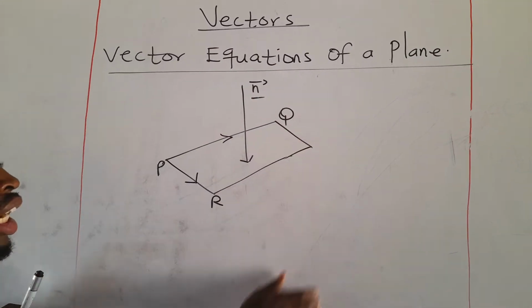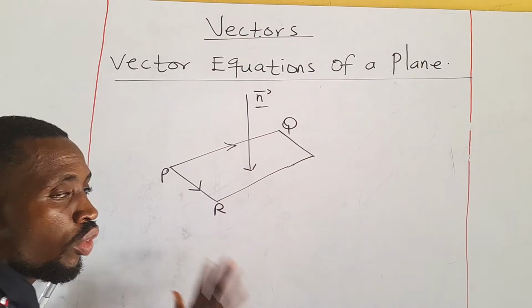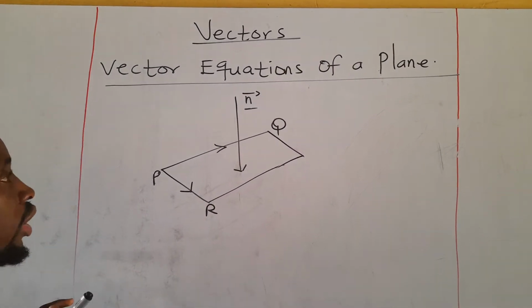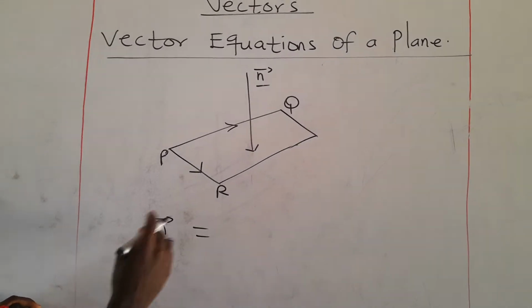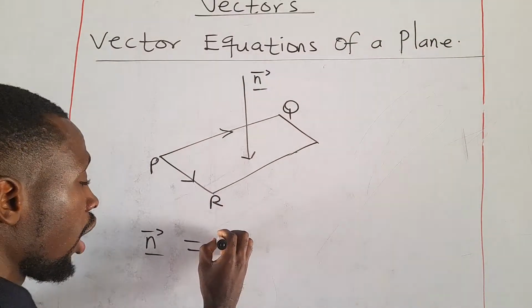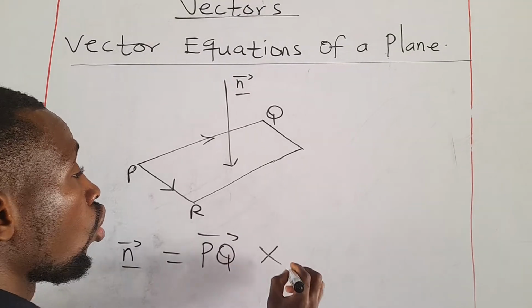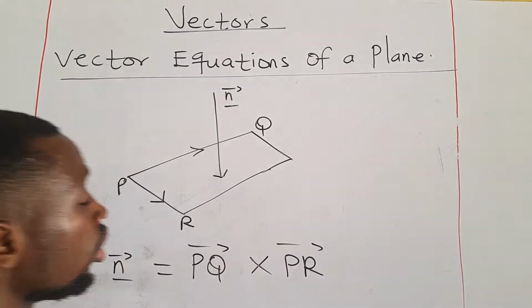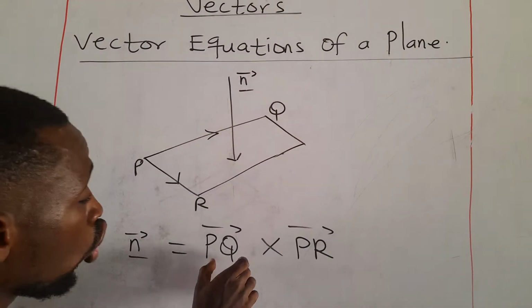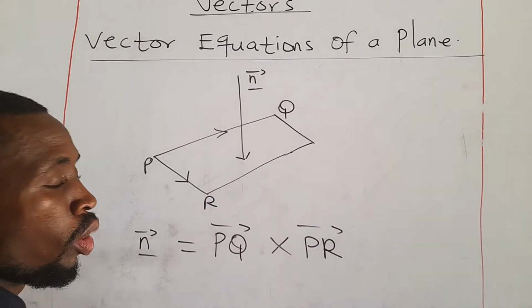That normal vector is nothing but the cross product of the directional vectors of the points. What are we saying? We say the normal vector n will be equal to the cross product of the directional vectors. So the directional vectors are PQ cross PR. So immediately we find the cross product of PQ and PR, that becomes the normal vector.